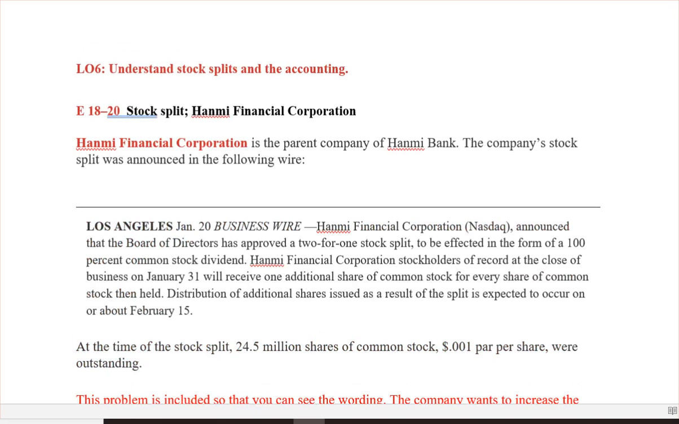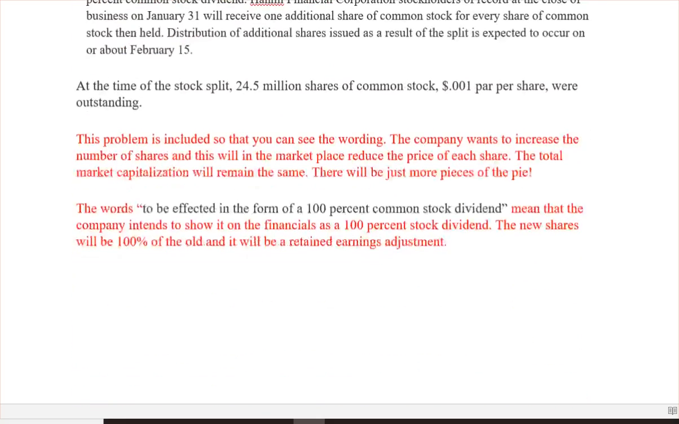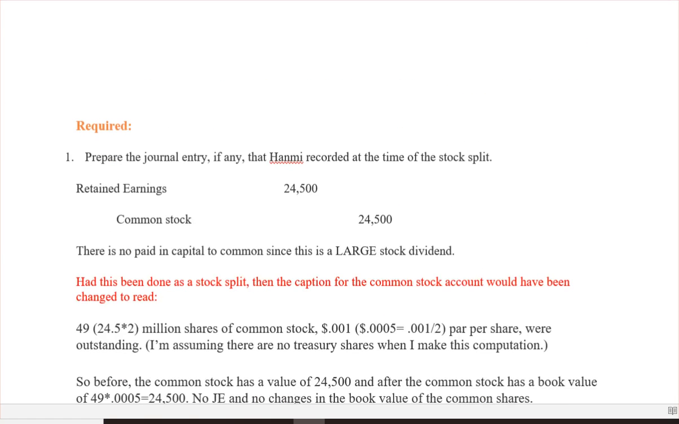It depends on where they're incorporated and various other rules, and we aren't going to be concerned too much with that. I think we'll discuss it a bit in the outline. Anyway, multiply the 24.5 times the 0.001, and you come up with this number. So that's based on par. Another way you could tell it's par is because there's no what account? There's no common stock paid in capital.